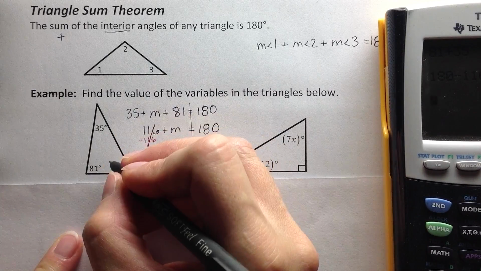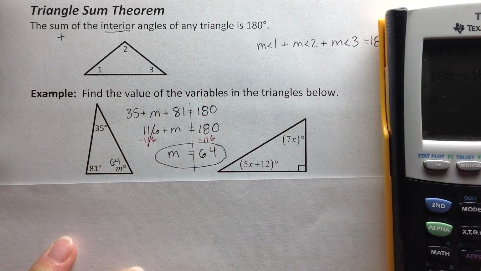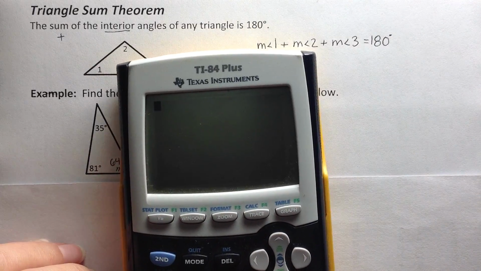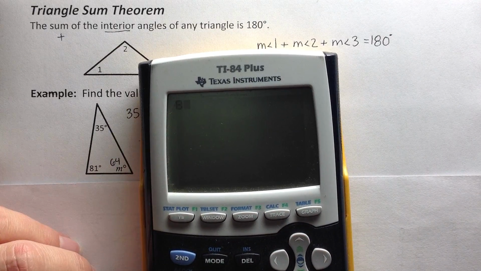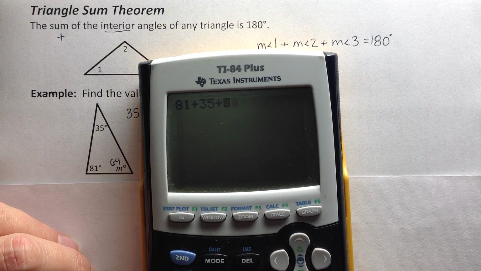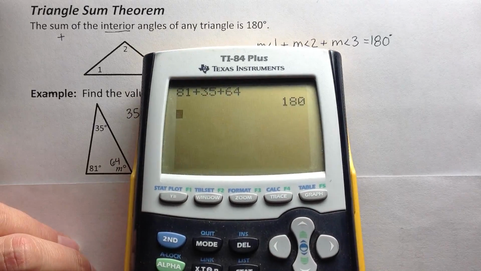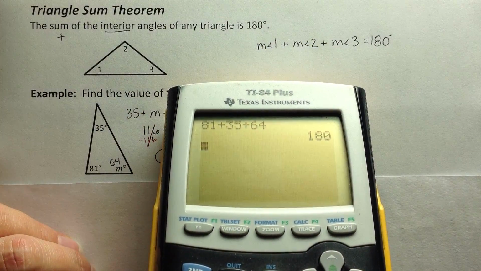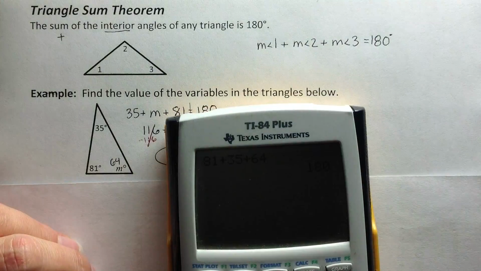Okay, it's very easy to check it. You just take your calculator, you add the three angles back together, 81 plus 35 plus 64, and you should get 180 when you add those back together. Okay?